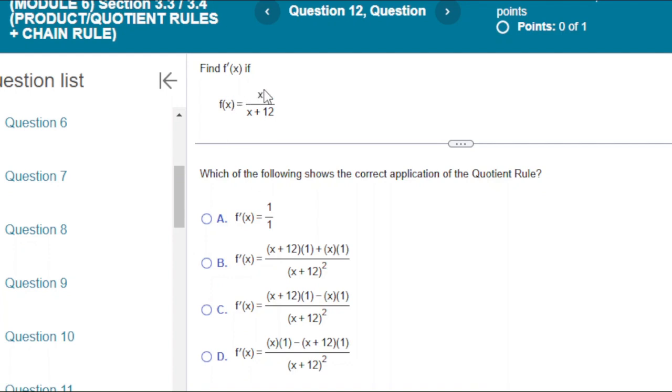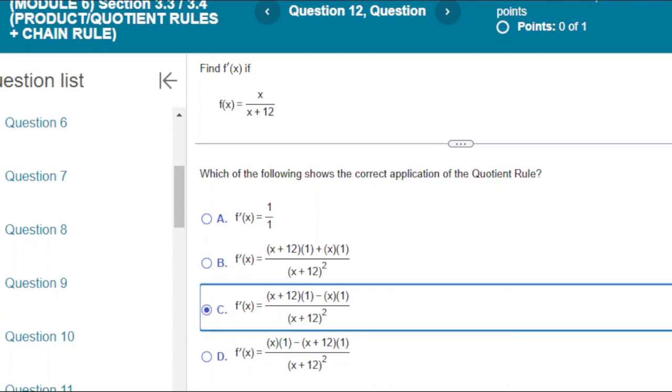But then minus high d low. So minus x times, well, what's the derivative of x plus 12? It's 1. So notice it's supposed to be a minus here, not a plus. When you use the product rule, you end up having a plus, but for the quotient rule, there's a minus. Low d high minus high d low all over low squared. And by the way, if you were to do high d low minus low d high, you would get the negative of the correct answer. Your answer would be pretty close to being correct, but it would be off by a negative. So you have to do low d high minus high d low all over low squared.